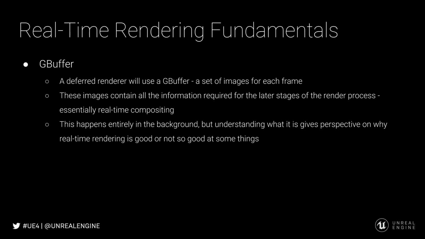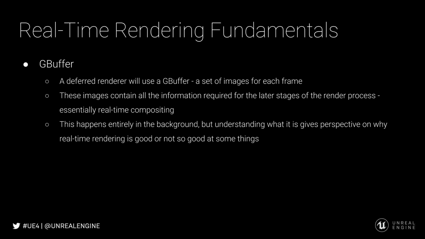For example, how do we apply fog to the scene? In order to apply fog to the scene, we need to figure out what the depth is of the environment. So we're going to capture the depth in a G-buffer pass earlier on. This happens entirely in the background, so it doesn't really impact your day-to-day work, but it's still important to understand that it's there and what it does to give you a little bit of perspective on why real-time rendering is good or not so good at some things.